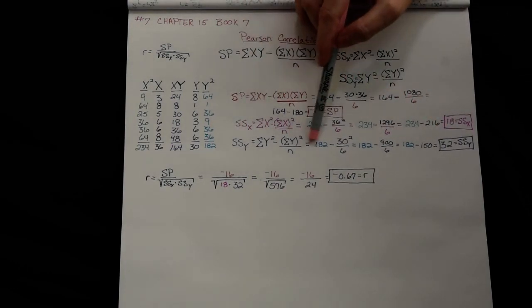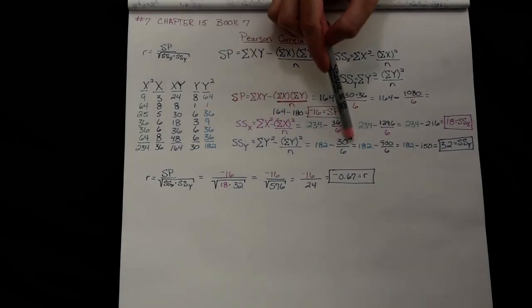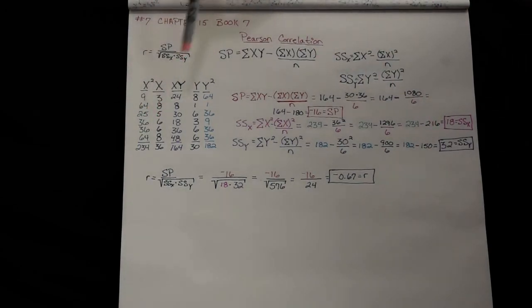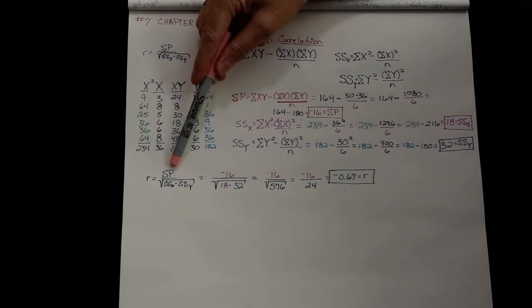You just follow your numbers through. The 182 comes from here, 30 squared comes from here, which comes out to 900. Then you just plug your numbers in. Once you've got all three of these numbers, you just plug your numbers into this equation here.